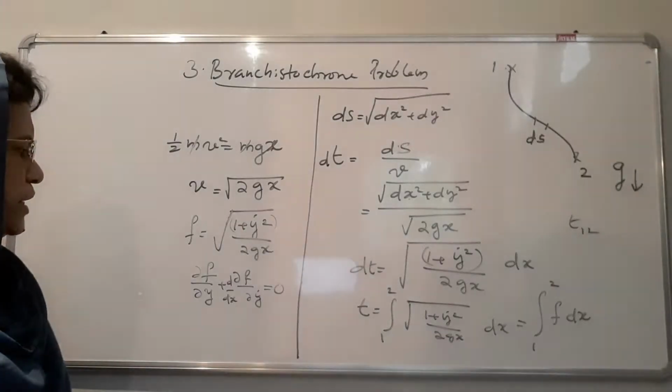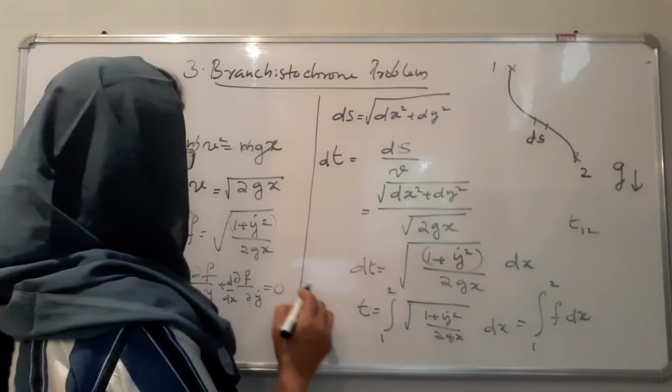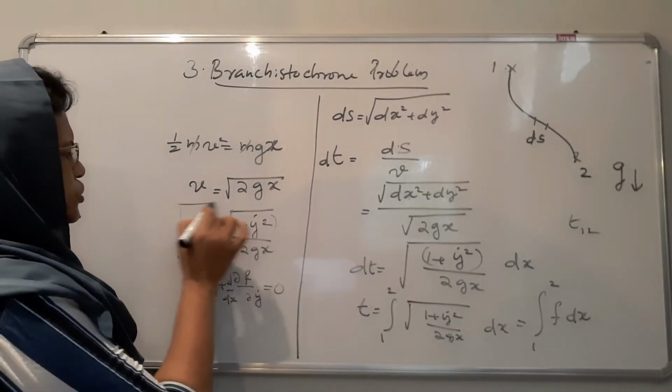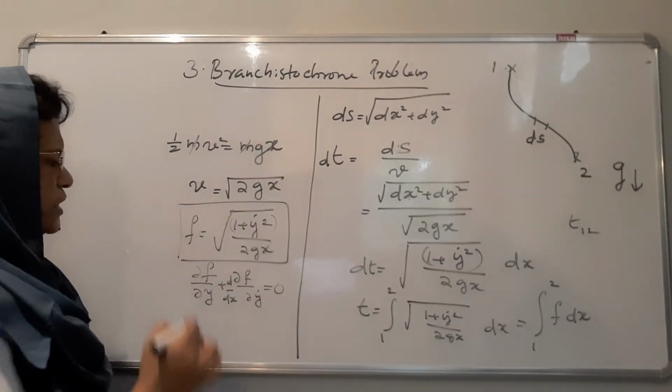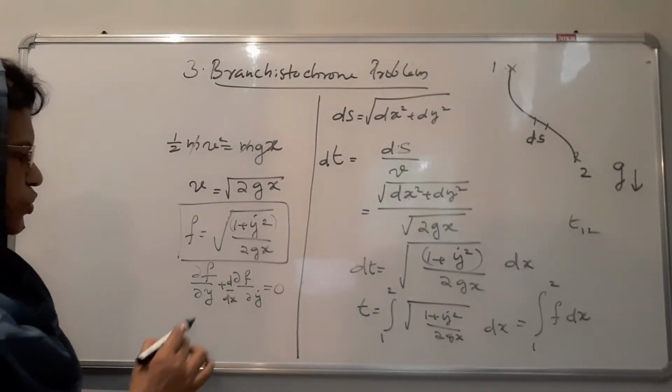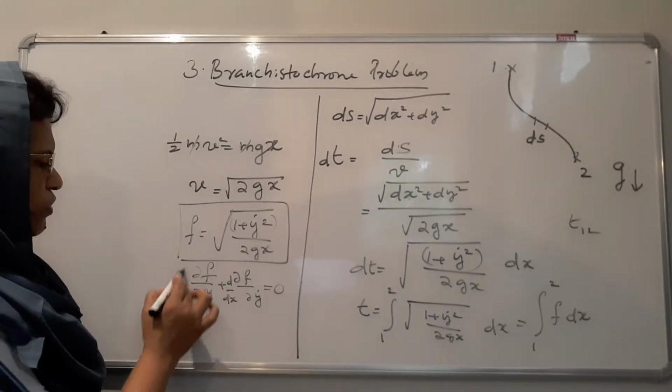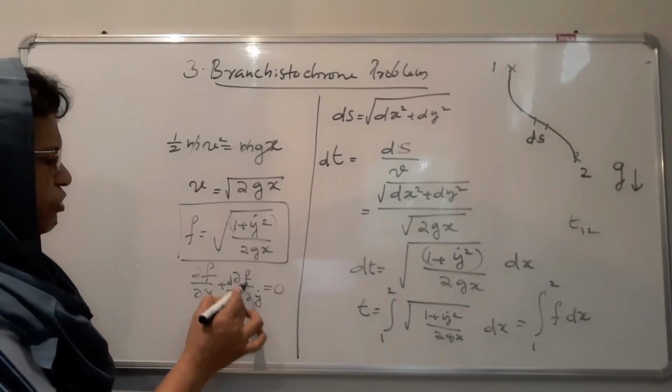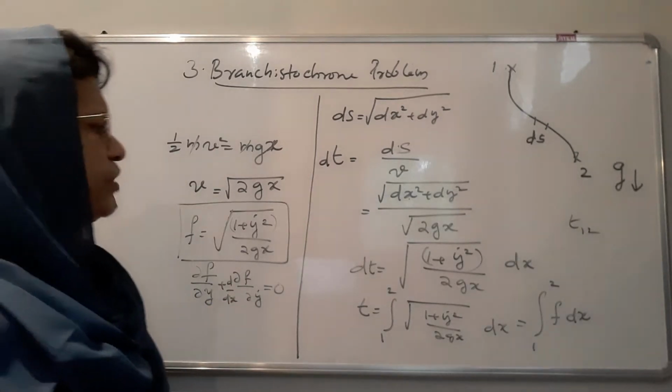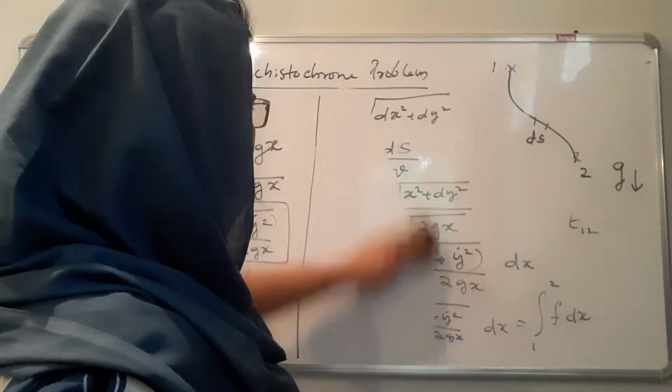Here what is f? f is equal to this much. Therefore, it contains only x and y dot. There is no term y. Therefore, dou f by dou y is equal to 0. We have to find dou f by dou y dot, and apply the equation.